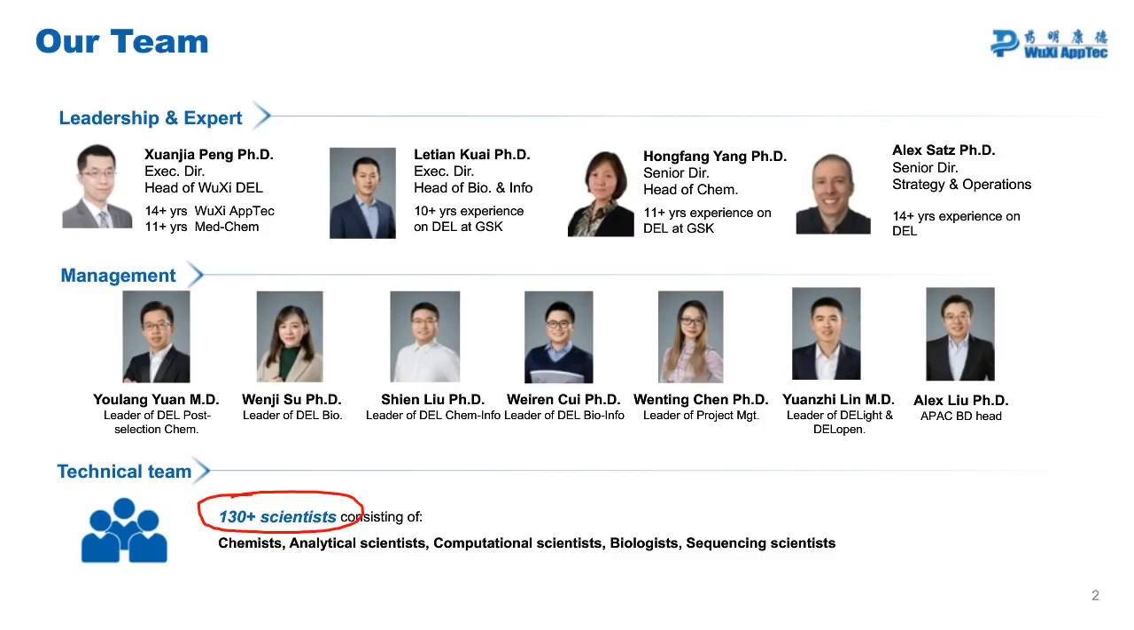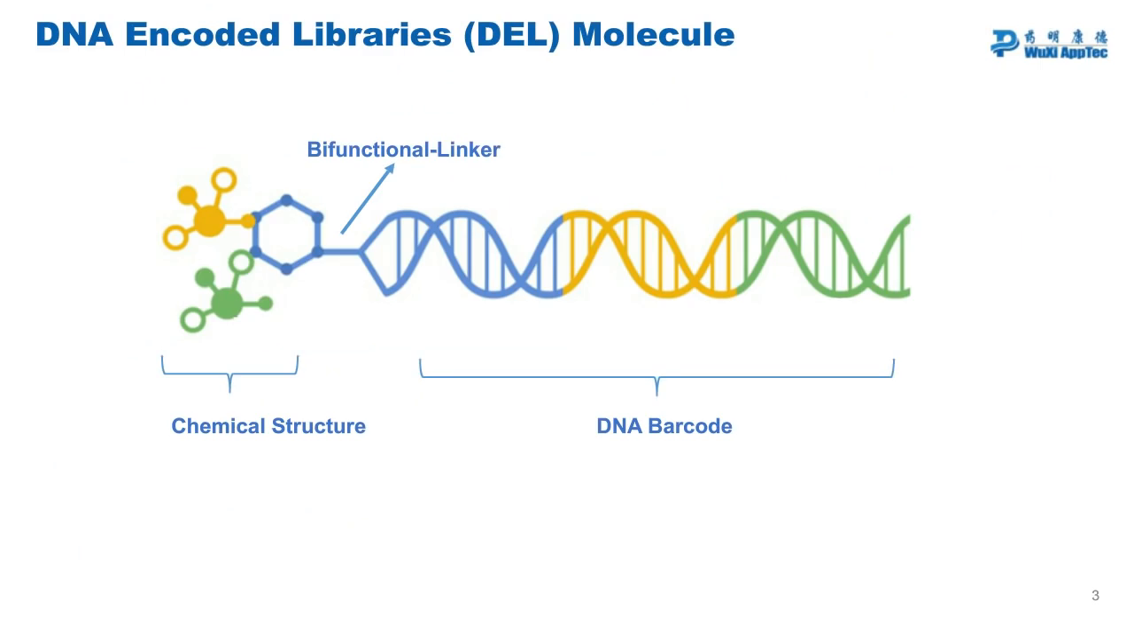So we work in the field of DEL. We make DELs, we screen DELs, and we find hits. And so I want to take a few slides to talk about what these DELs are. So a single DEL member is shown here on this slide, and on the right-hand side of this, we see the barcode. And the sequence of the barcode encodes the chemical structure, which is shown on the left-hand side. And joining the structure to the barcode is a flexible linker.